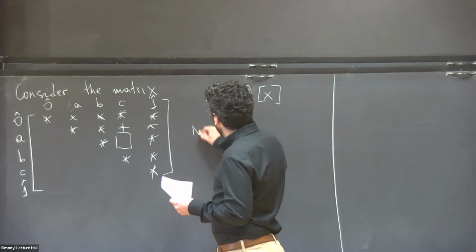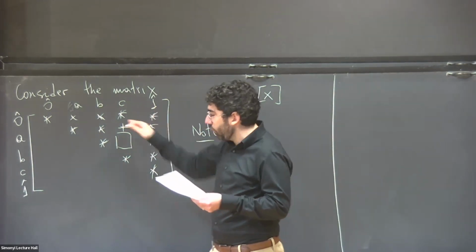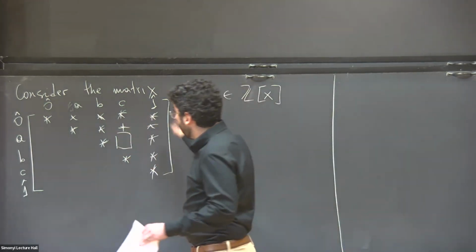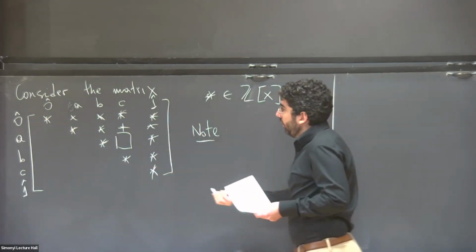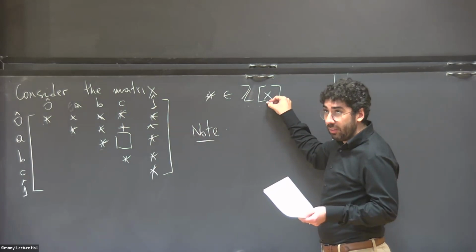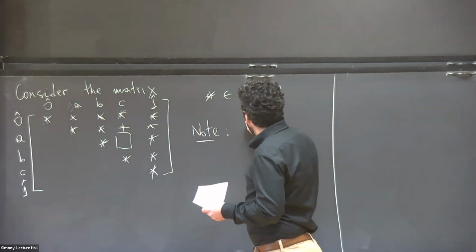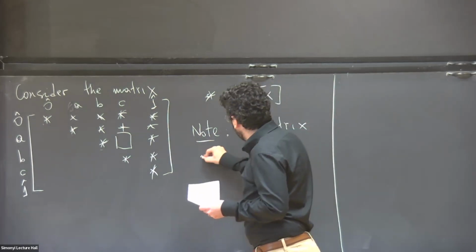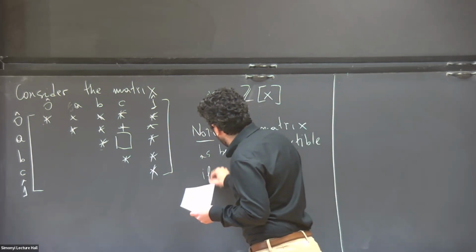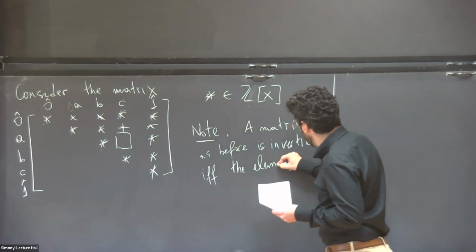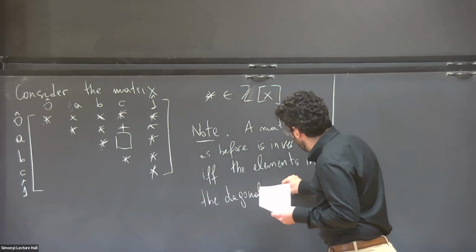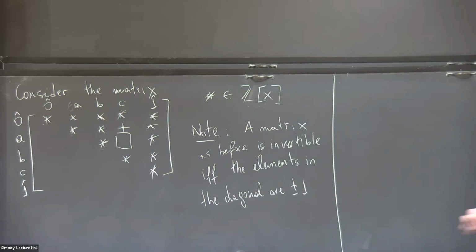Now, quick observation. If you multiply two of these things, you will end up with a thing of the same shape. If you take inverses, whenever you can, the same, you will end up with something of this shape. When can you invert? Well, essentially when all the elements in the diagonal are invertible in this ring. My only invertibles in this ring are 1 and -1. So note, a matrix as before is invertible if and only if the elements in the diagonal are plus or minus 1. Okay, so this is a common setup.